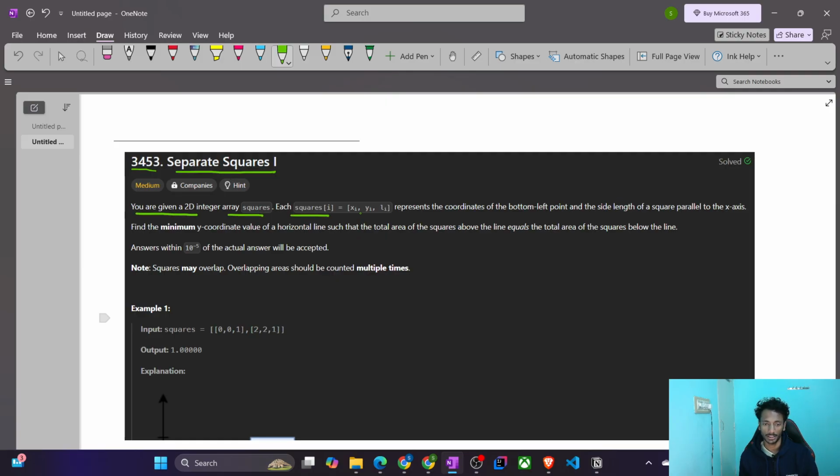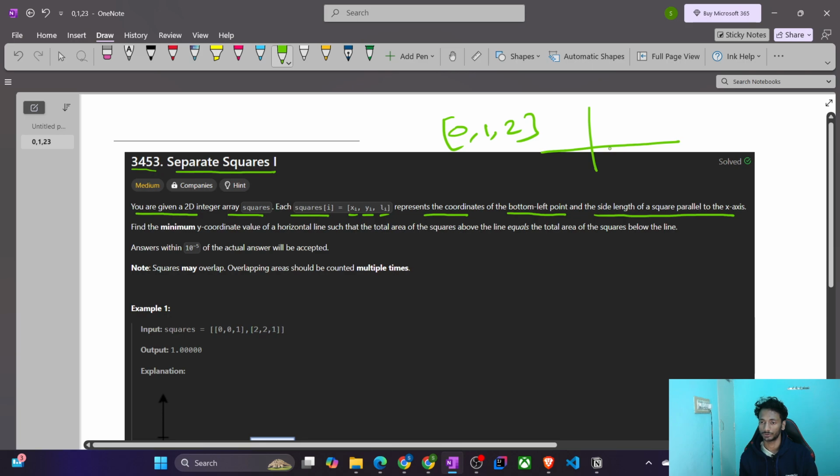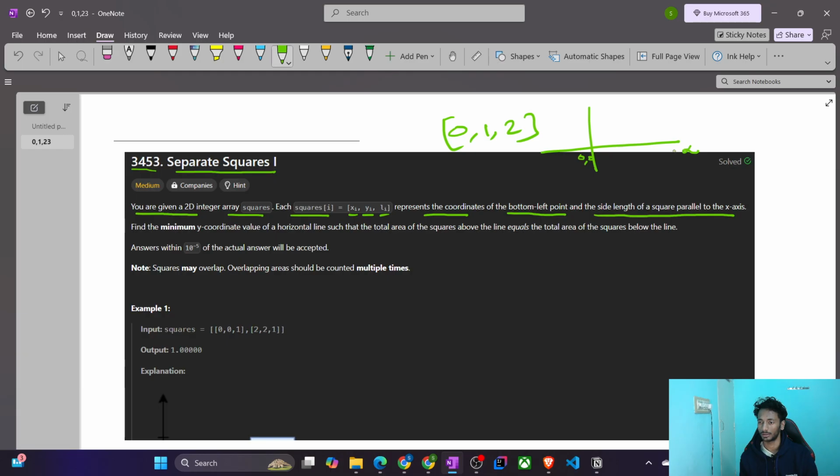Each squares[i] represents xi, yi, li. It represents the coordinates of the bottom left point and the side length of a square parallel to the x-axis. Suppose we are given 0, 1, 2. This means suppose we have a coordinate plane, so this is 0, 0, and this is the x-axis and the y-axis.